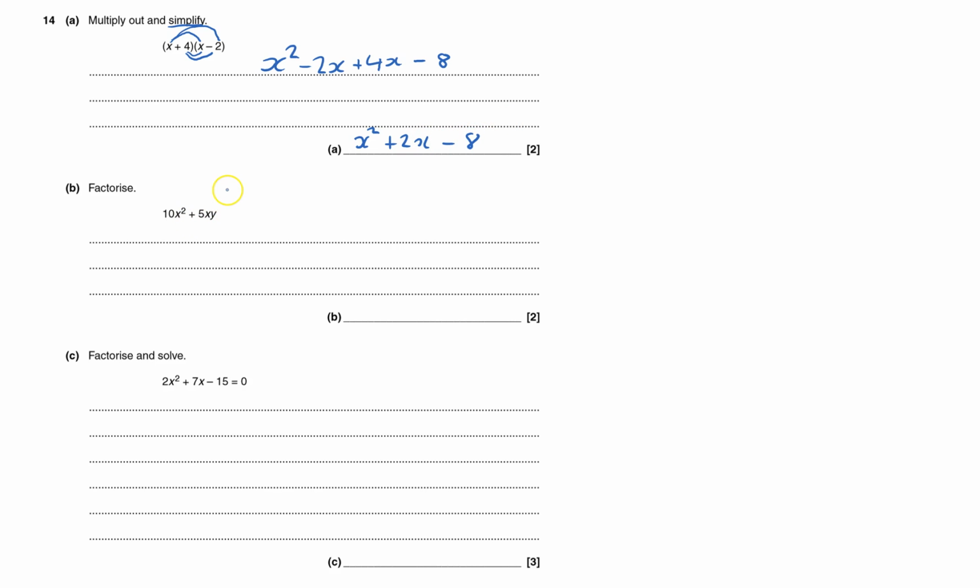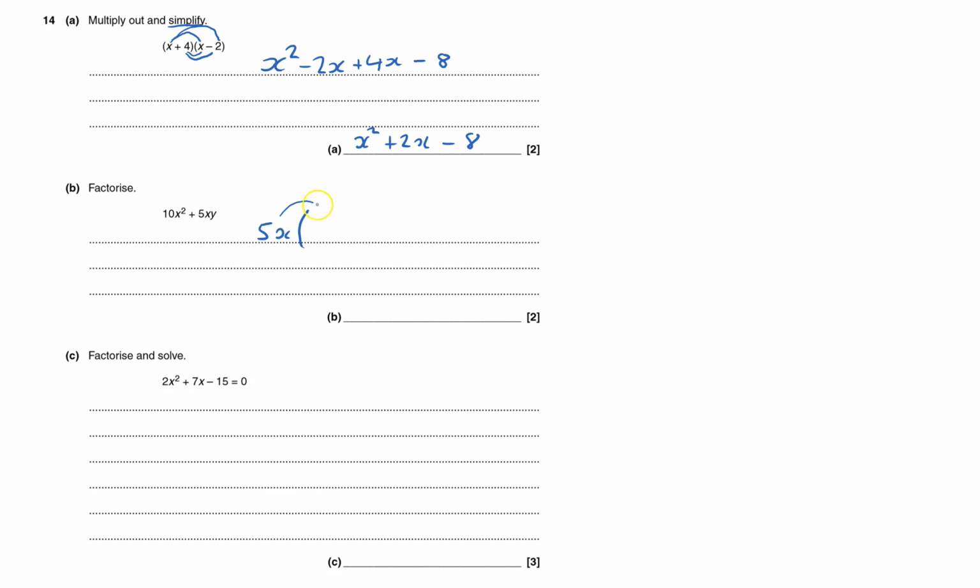Okay, got to factorise this. And I've got to see everything which goes into both of them. It's not like a thing where I've got a constant term at the end. So what goes into everything? Well, 5 goes into both of those terms, and an x goes into both of those terms. And nothing else goes into both.